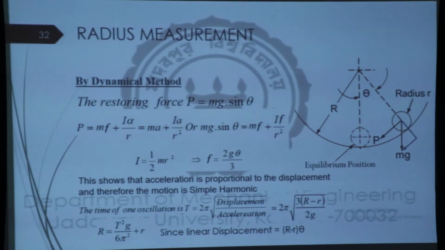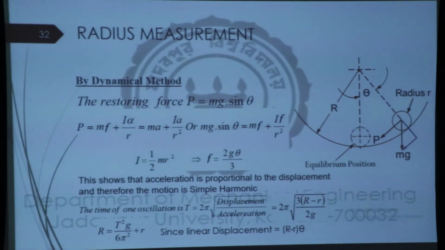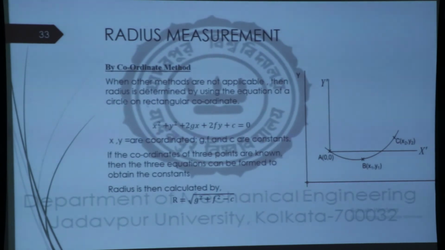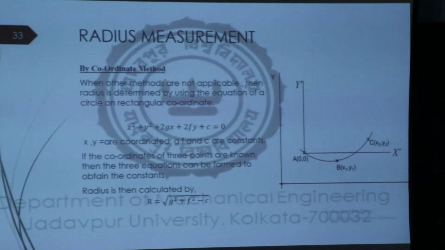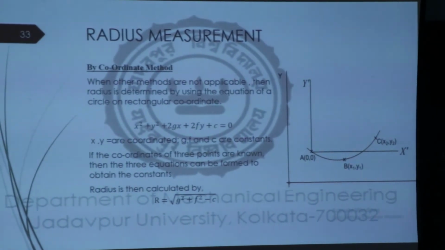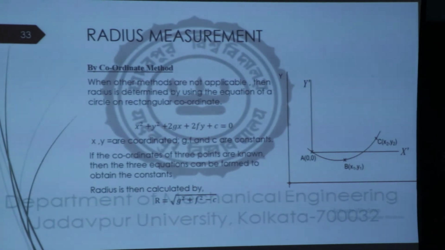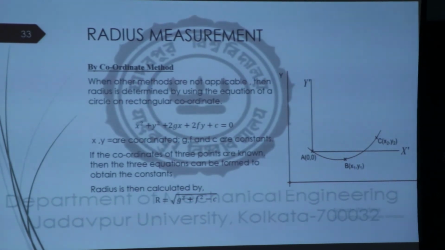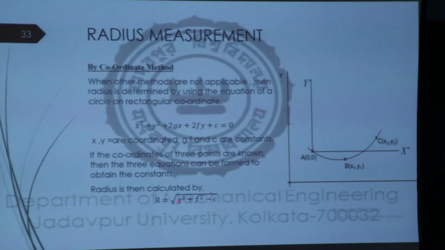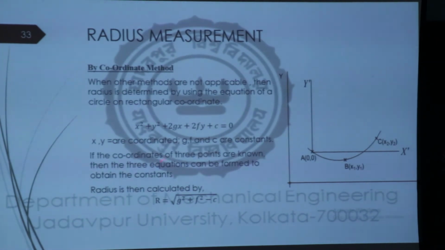If all these methods fail, then you have to go for this coordinate method. Coordinate method means, supposing some dimensions have been given, if you know the 3 values, x1 y1, x2 y2, x3 y3, and if you know these 3 values and g, f, c are unknown, then you can calculate the radius.